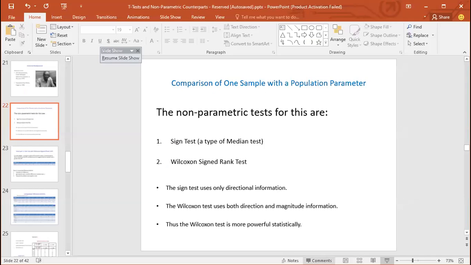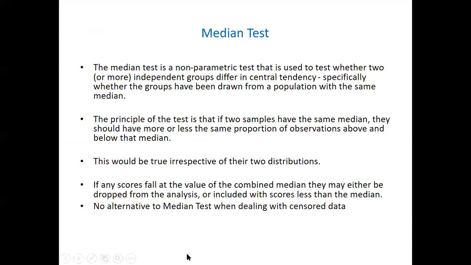Yes. So that is the sign test. The next one we're going to be looking at is quite interesting. The other type of median, the median test. This median test is a non-parametric test that is used to test whether 2 or more, can you see 2 or more? It's not even only 2.